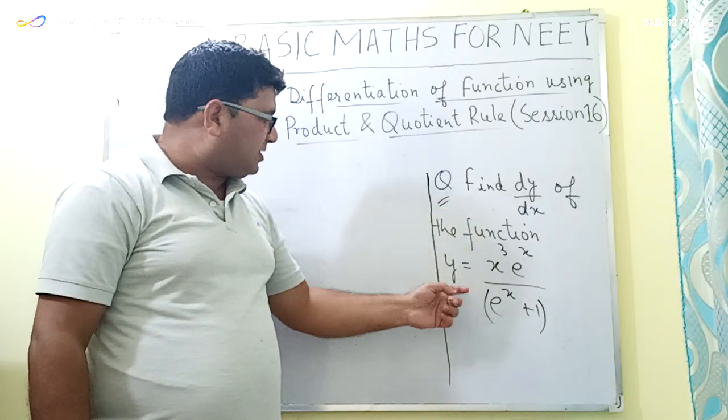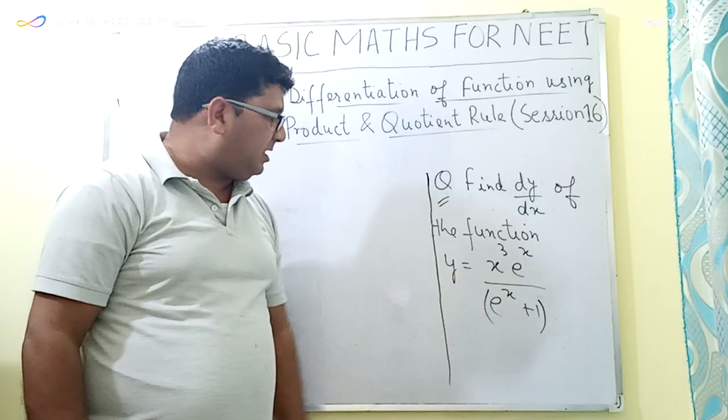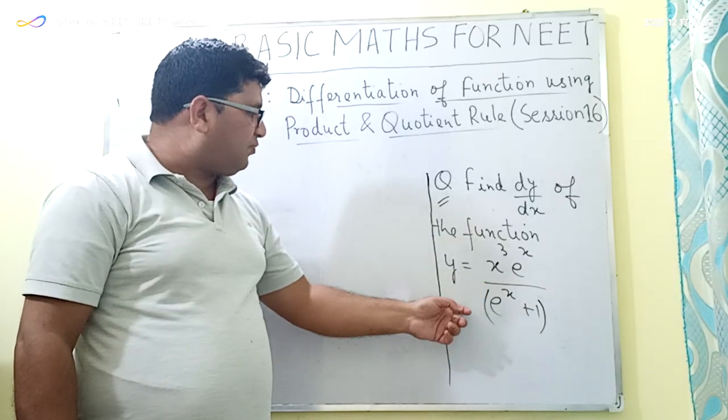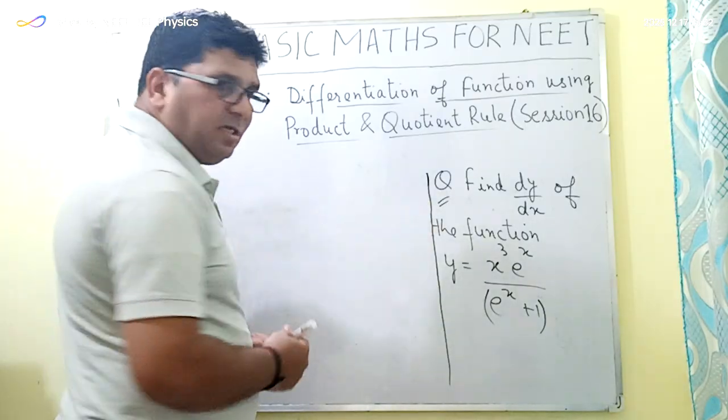Here the function is y is equal to x cube into e to the power x divided by e to the power x plus 1. We have to differentiate this function with respect to x, so we have to find dy by dx.